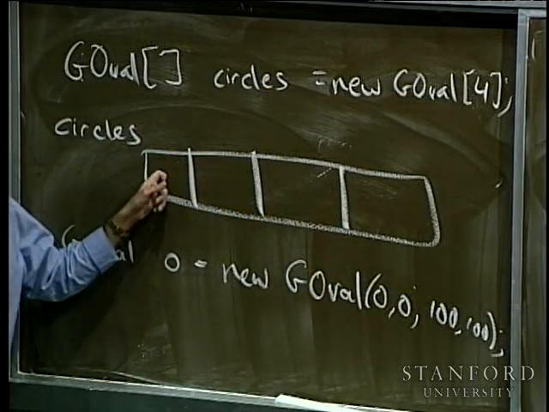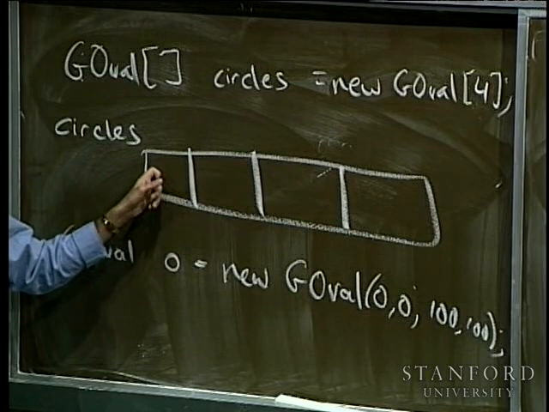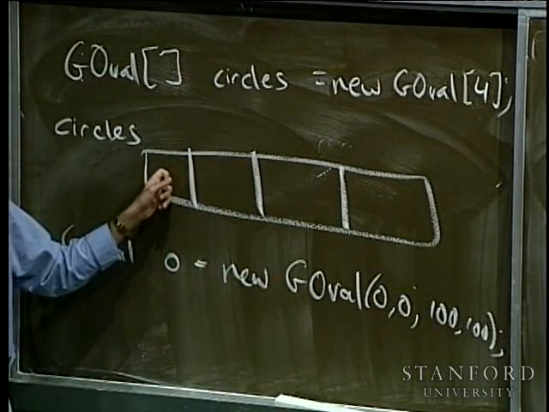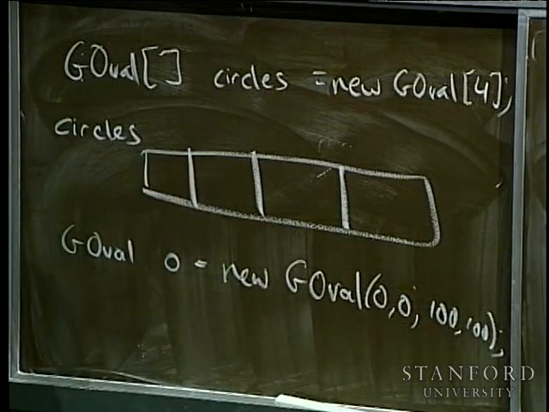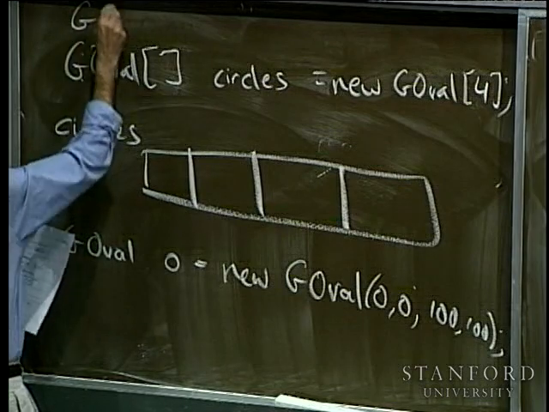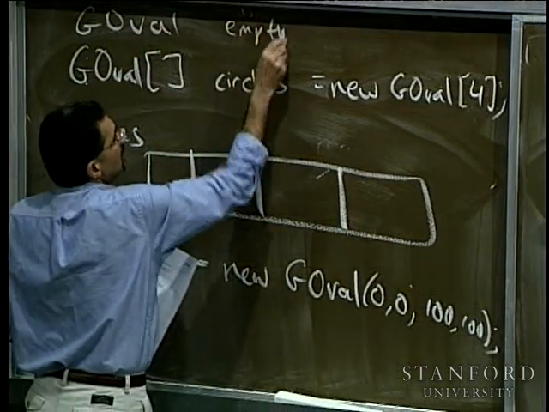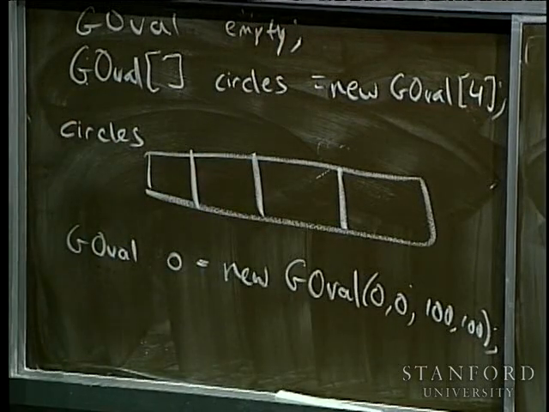But each one of these cells right now doesn't actually have a GOval in it. Why? Because I haven't created a new GOval in each one of those cells. Each one of these cells or elements, all it has in it is the ability to store a GOval. It's kind of like if you just said GOval, and I'll call this empty. Okay? What happens when I say GOval empty?